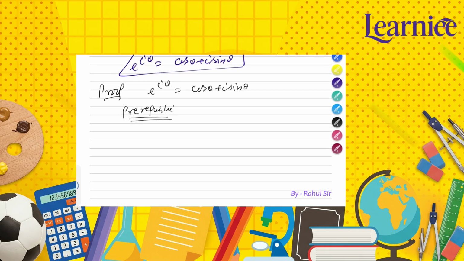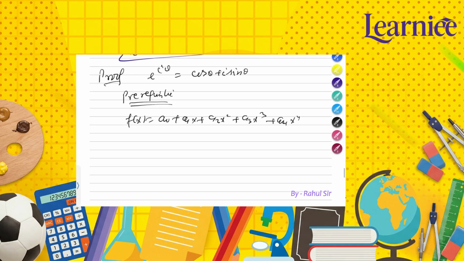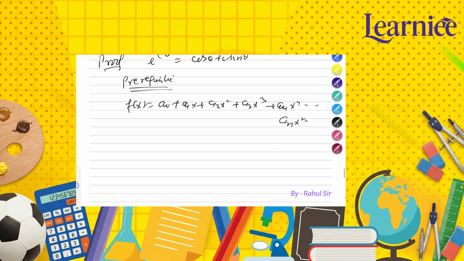What is the prerequisite? First of all, let's say any polynomial is written like this: a0 plus a1x plus a2x square plus a3x cube plus a4 x to the power 4 and so on. Let's say an n degree polynomial, so we have an x to the power n. Our aim is to find the coefficients of the polynomial.